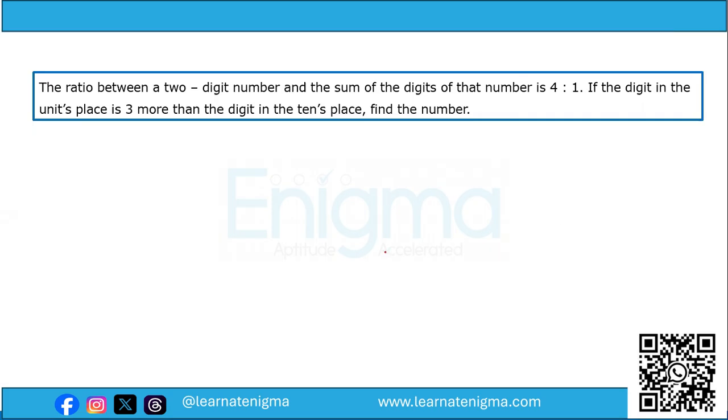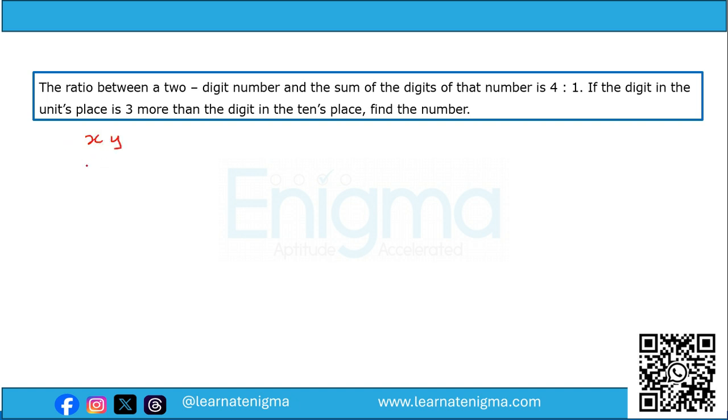The ratio between a two-digit number and the sum of the digits of that number is 4 is to 1. If the digit in the units place is 3 more than the digit in the tens place, find the number. Now, let's assume the number to be xy.